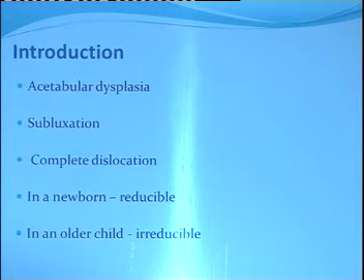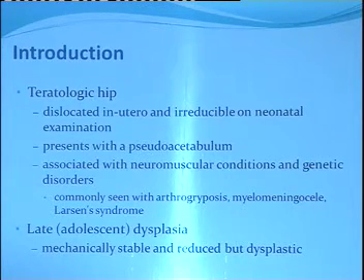In newborns, it is usually reducible, except when it is a teratological dislocation. In older children, it is irreducible. As the child grows, it becomes irreducible. The teratologic dislocation is usually dislocated in utero, and it is present and irreducible on neonatal examination. It presents with a pseudoacetabulum because the head is lying above the normal acetabulum, and that forms an impression there. It is associated with neuromuscular conditions and genetic disorders, commonly seen in arthrogryposis multiplex congenita, myelomeningocele, and Larsen syndrome.